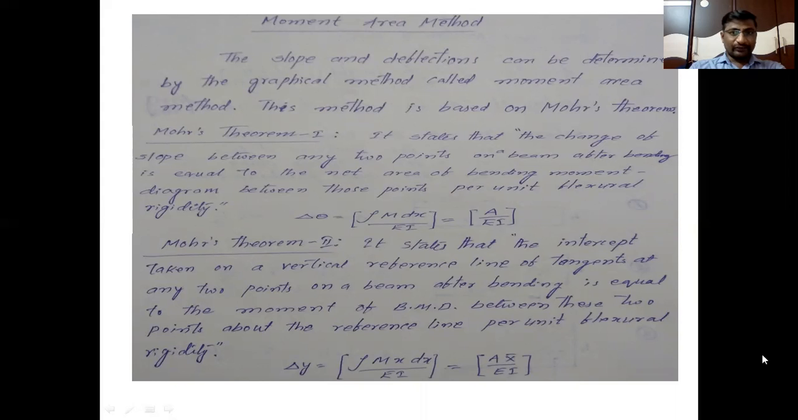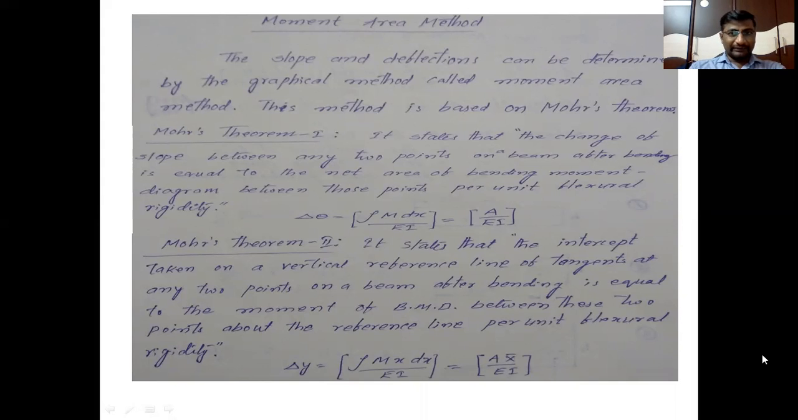Mathematically it shows that delta theta is equal to, that is change in slope between any 2 points, gives the integration of M dx, that is the area of the bending moment diagram, divided by EI. EI is the flexural rigidity. The integration of M dx represents the area of the bending moment diagram between those 2 points divided by EI. Simply it is represented as A by EI, area of the bending moment diagram divided by flexural rigidity EI. This is the change in slope between any 2 points.